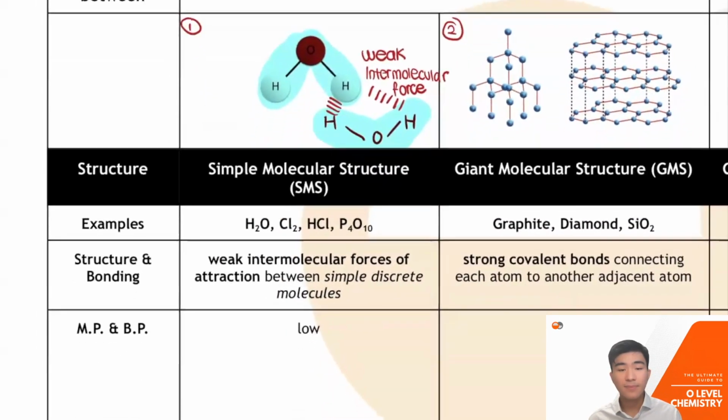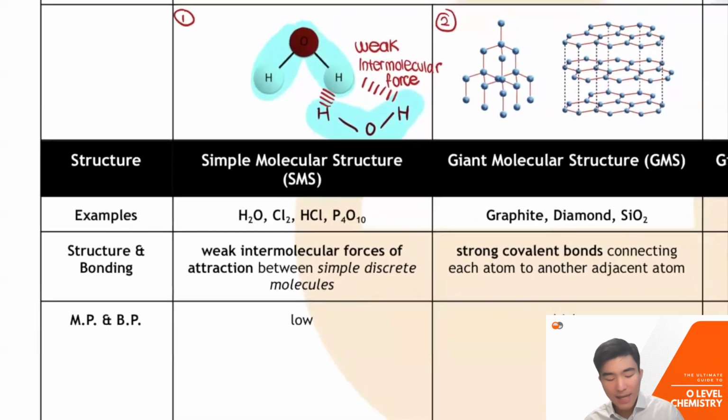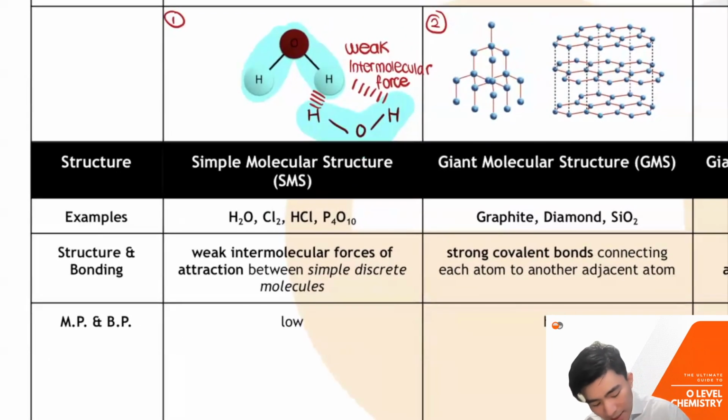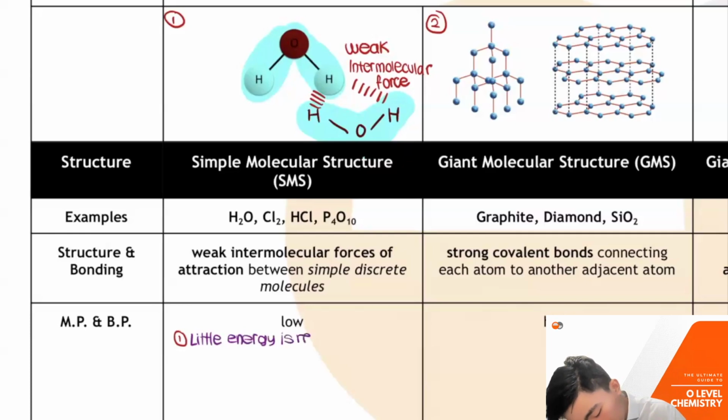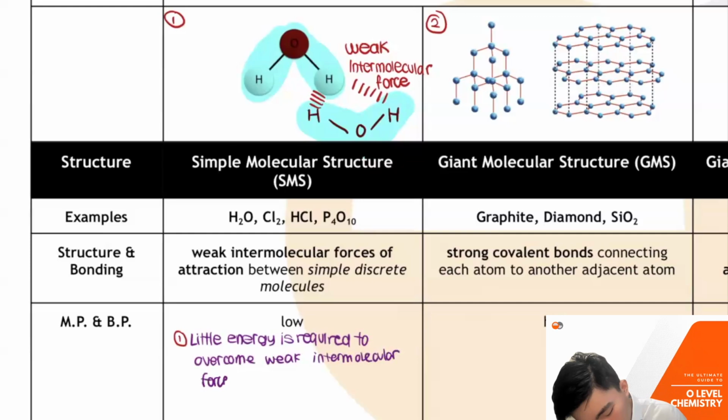Okay? So we try to do an explanation. Why is it low? Number one, the question will always ask this: explain the boiling point or melting point of a simple molecular structure. Okay, so your key will be this. Little energy is required to overcome the weak intermolecular forces of attraction between the molecules.